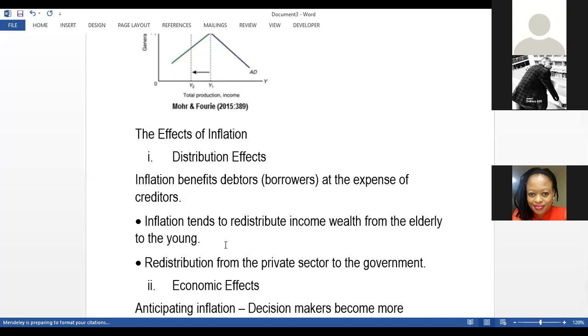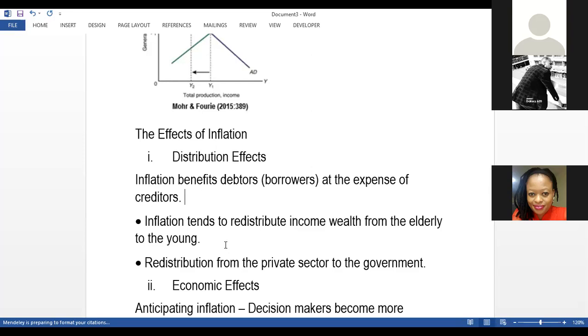Why do we say that inflation tends to redistribute wealth from the elderly to the young? Because inflation would benefit those that are quick in terms of administering transactions. At the end of the day, the elderly are going to be losing out, because they are slow in the way they administer particular transactions, and it would result in them losing out.